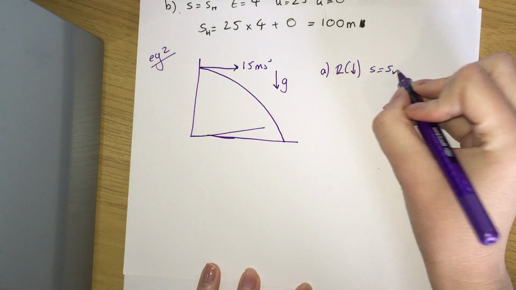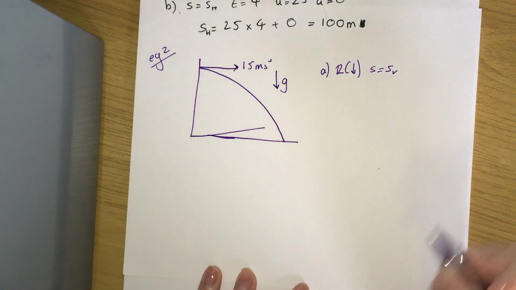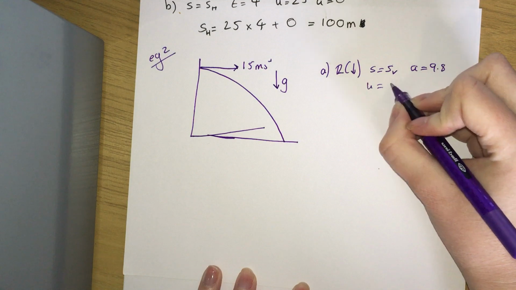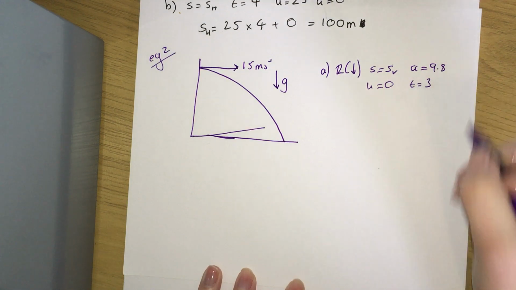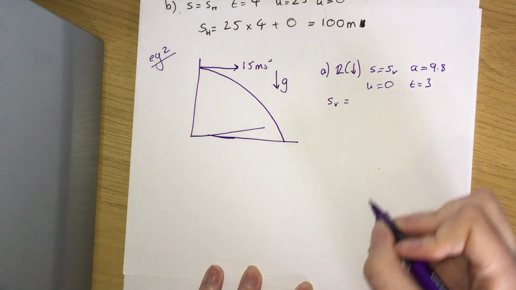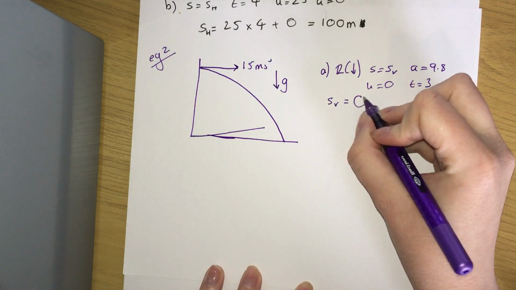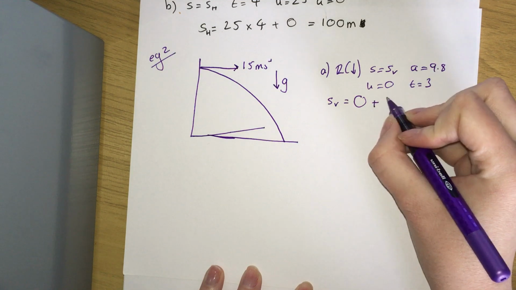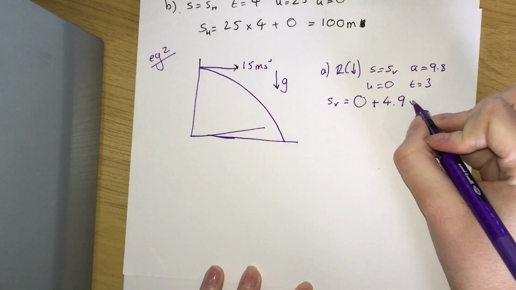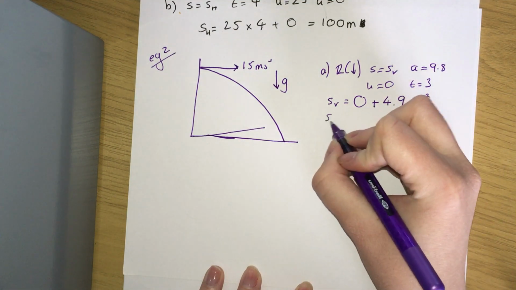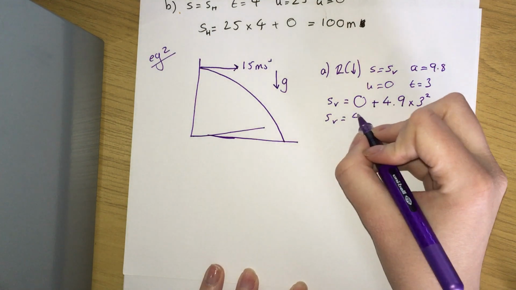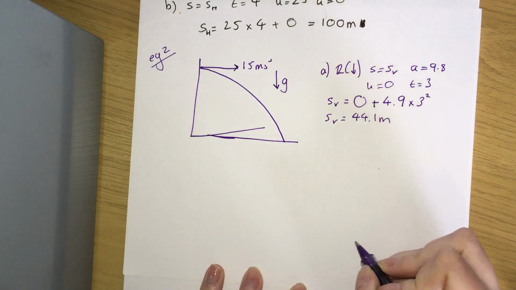So S, that's my vertical displacement. A is gravity 9.8, U is 0, and T is 3 seconds. So my vertical displacement: ut is 0, plus half times 9.8 is 4.9, times by 3 squared. So my vertical displacement is 44.1 metres.